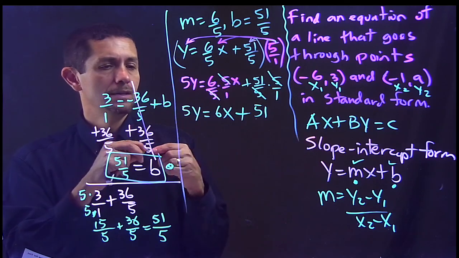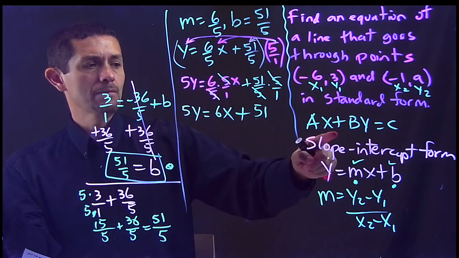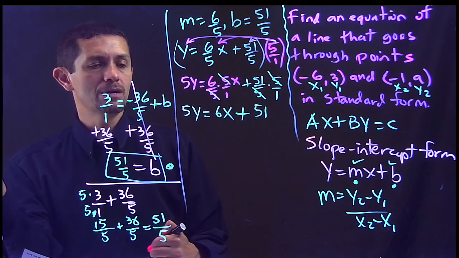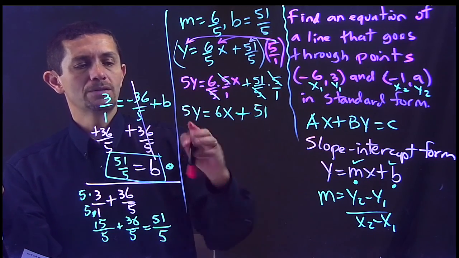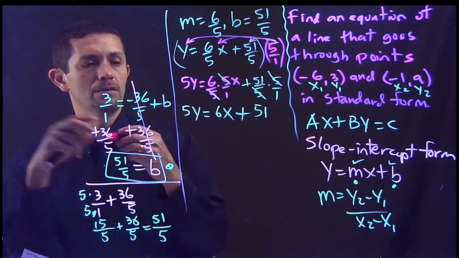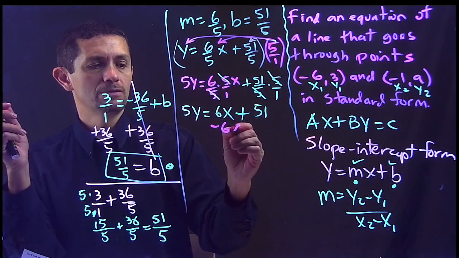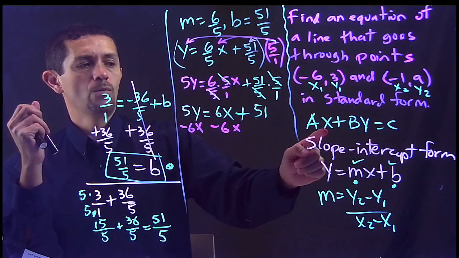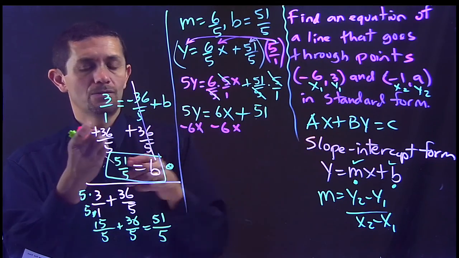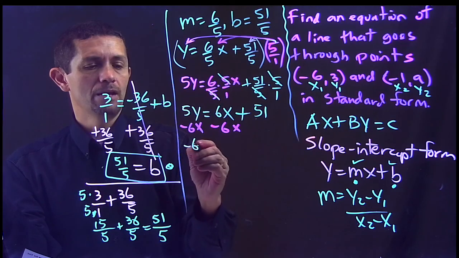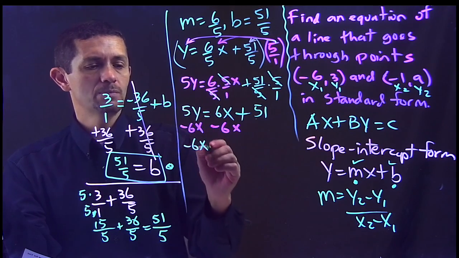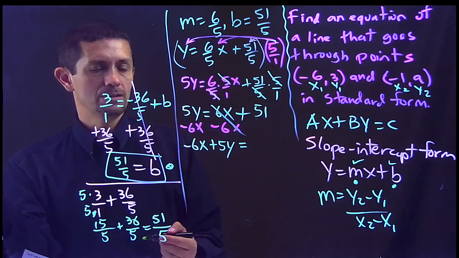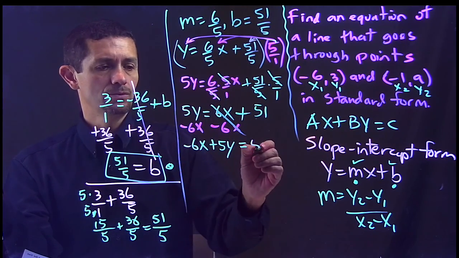We're doing great. So now, my standard form is Ax plus By, meaning x and y have to be on the same side. X is on the right side, y is on the left side. I need to bring that x to the other side. So let's cancel that out. Minus 6x, minus 6x. I want my x first in my standard form. So it's going to be negative 6x, the y is positive, equals, this x is cancelled, 6x minus 6x cancels out, equals 51.